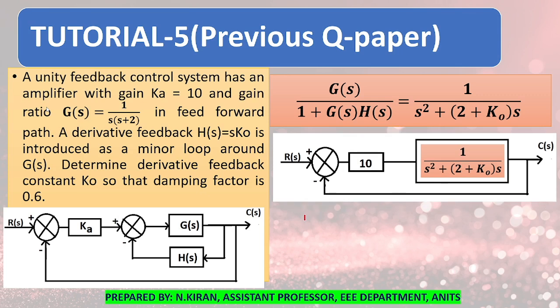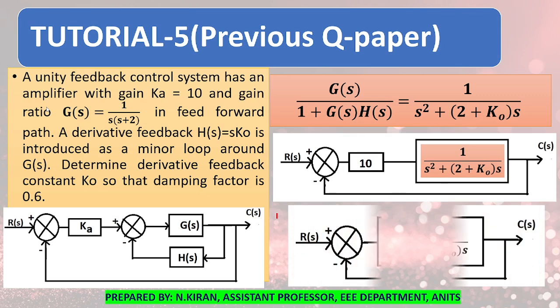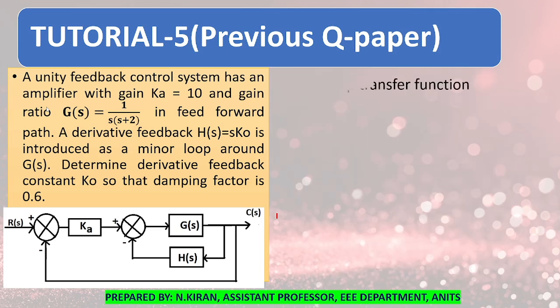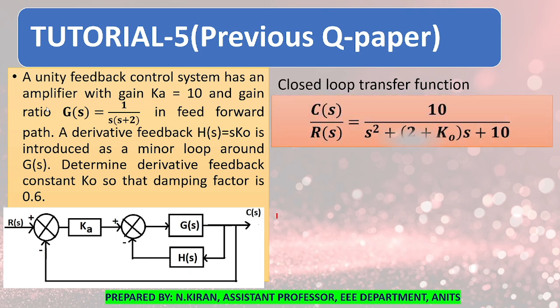So replacing that, and since these two are in cascade, that will give me the open loop transfer function as 10 by S square plus 2 plus K naught into S. Here H of S value is 1, unity feedback. So using that formula, if I calculate, that will give me my transfer function as 10 by S square plus 2 plus K naught into S plus 10.